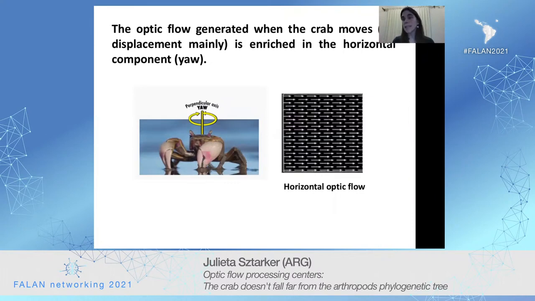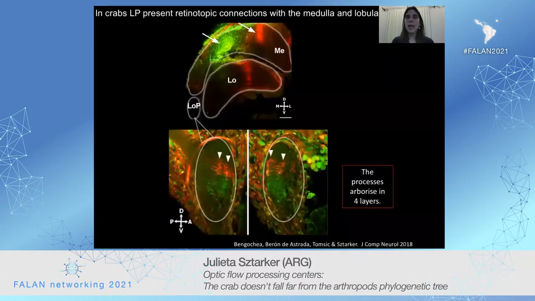Then the processing system for optic flow has to be simpler than in flies. We started by analyzing the connections of the medulla and lobula with the lobula plate. To do this, we used injections of small dextrans with different colors to study the retinotopy of these projections. We found that both the medulla and the lobula project in an orderly, retinotopic way into the lobula plate. Most interestingly, the arborization of these inputs is organized in 4 different layers.